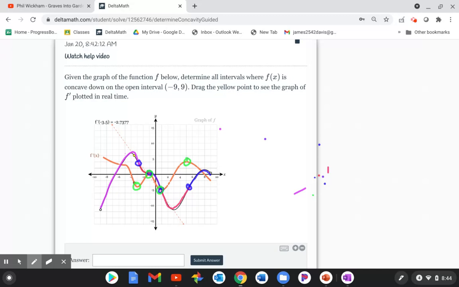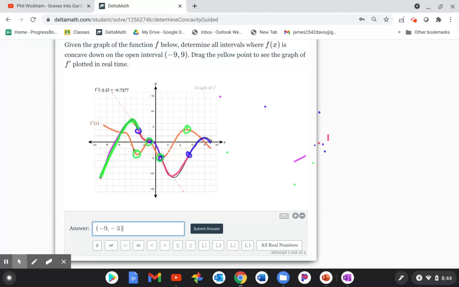So then we just need to identify the parts that it was concave down. So it's down from the -9 to the first inflection point, which is right here. It's down, right? So that's from -9 up to -3, it looks like. So let's go ahead and type that. It's down. Union.